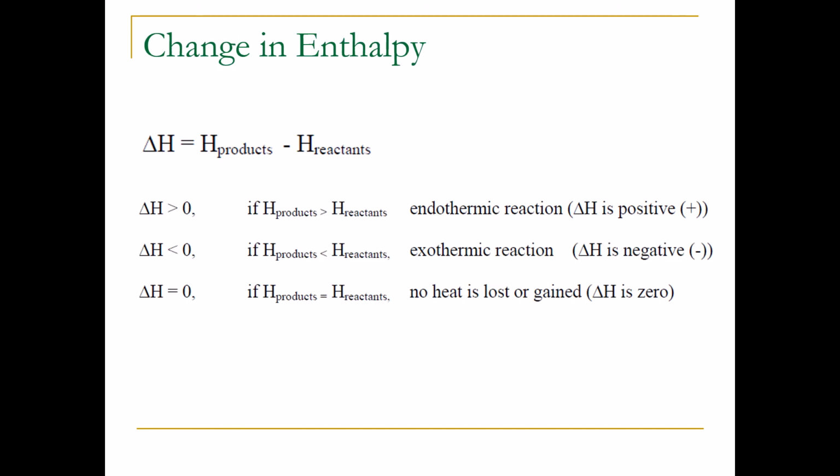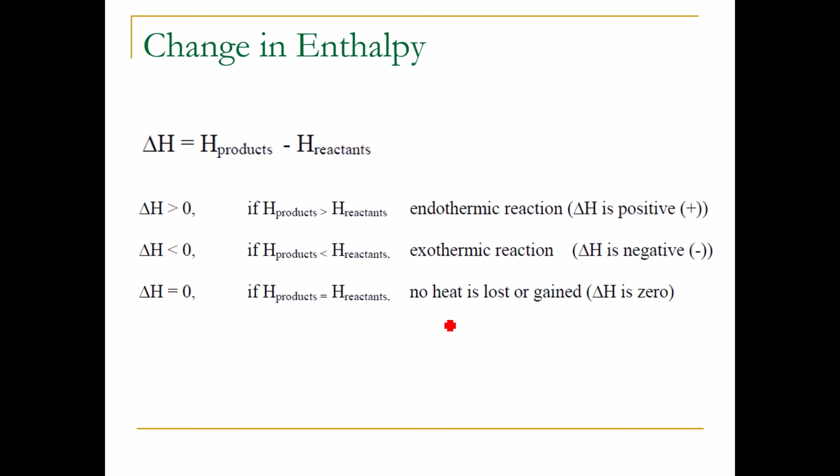So we have three possibilities that could exist. We can have a positive delta H, indicating an endothermic reaction, heat going in. We can have a negative delta H, indicating an exothermic reaction, heat going out. Or we could end up with a net zero, meaning no heat is lost or gained.